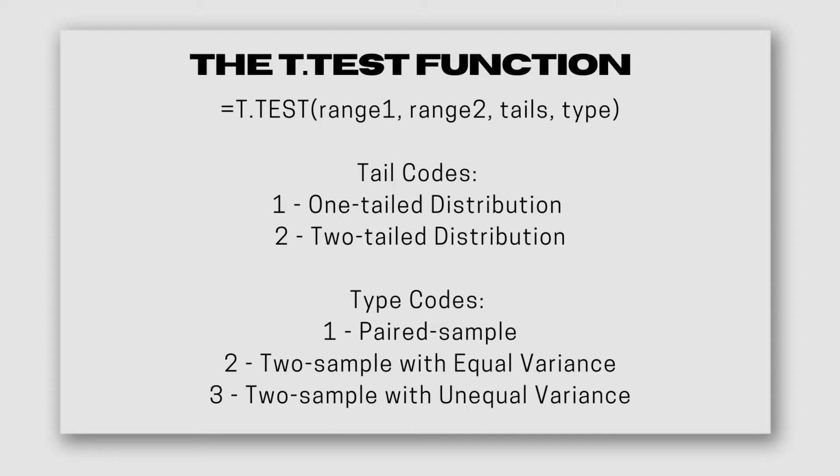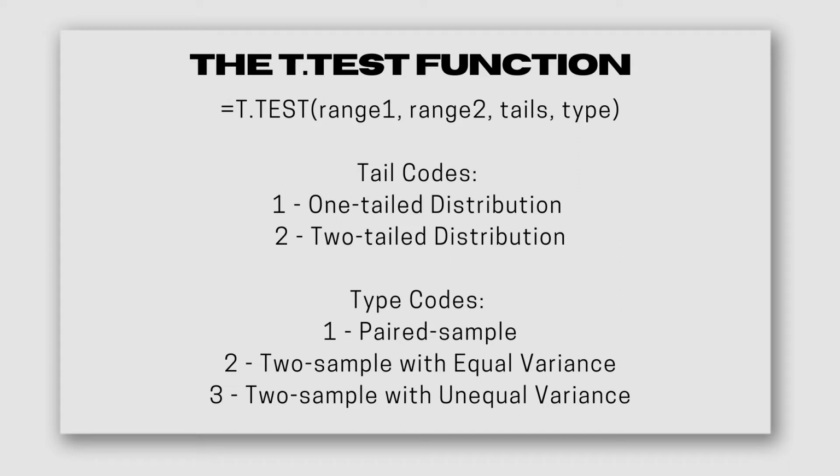To perform a t-test in spreadsheets, type =t.test, then select your two distributions separated by a comma. The function then requires a tails argument. Type 1 if you are looking at a one-tailed distribution. Type 2 if you are looking at a two-tailed distribution.